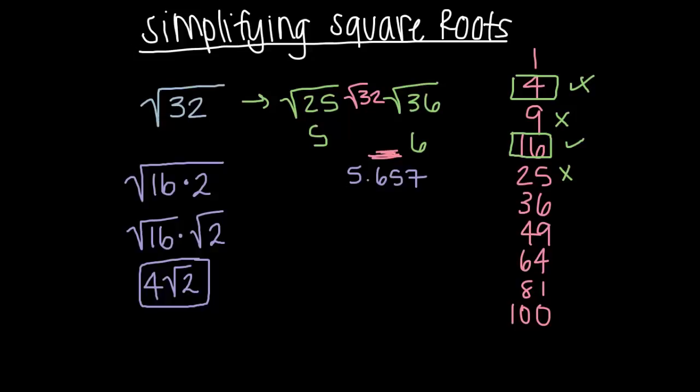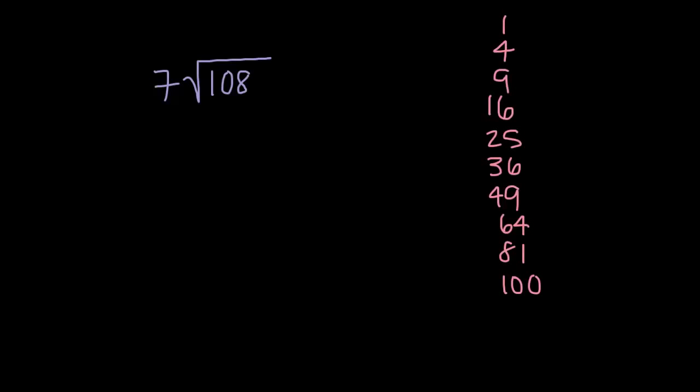Okay, everybody, let's just take a look at one more example. How about 7 times the square root of 108? So let's go through the list of perfect squares, and let's try to figure out which of these perfect squares is a factor of 108. 4 is one of them. Let's see if we can find a bigger one.